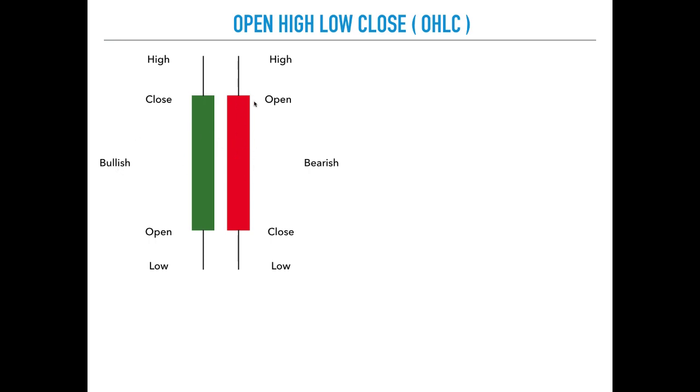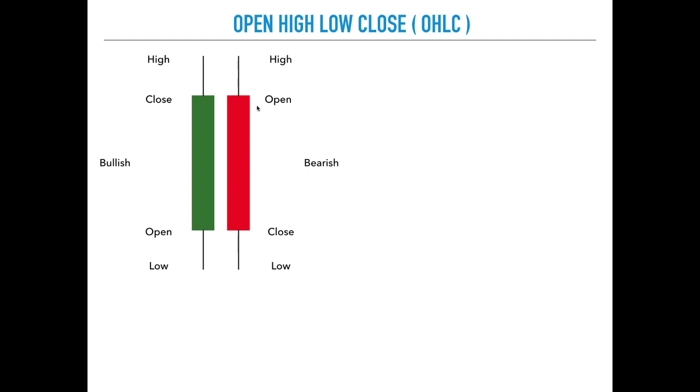We have a bearish price action here because we know that the price has moved down, opening up here and then closing somewhere in this range. Now obviously this is just an approximation. The candles can be different sizes, the wicks can be different sizes, but this is generally the concept of the open, high, low, close. So this is how you would read a candlestick chart.